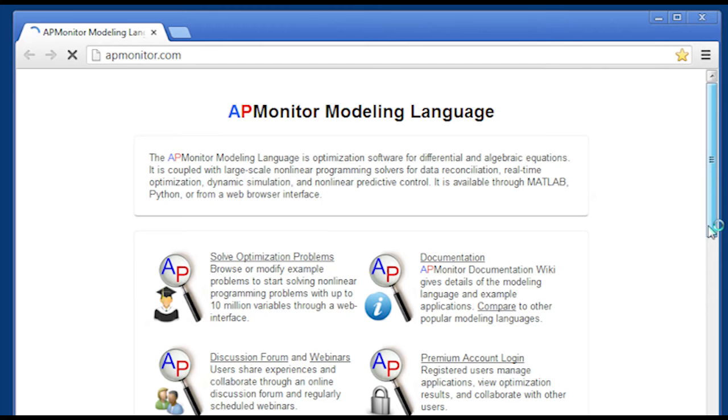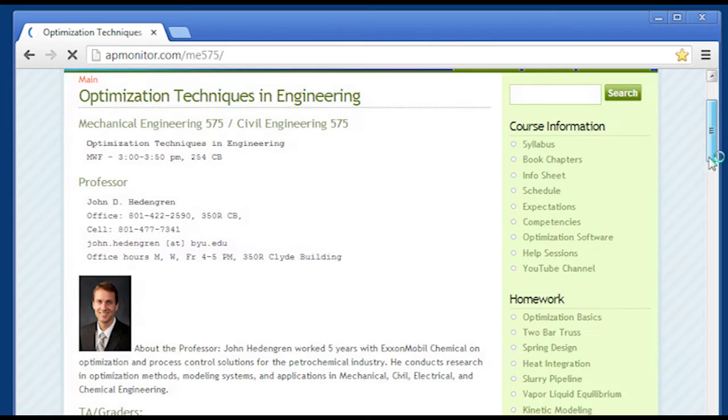This is a help session for the optimization course. You can access the files here at the APMonitor.com website. Go to the optimization course and then visit the spring design problem. This is the one that we'll be covering today.